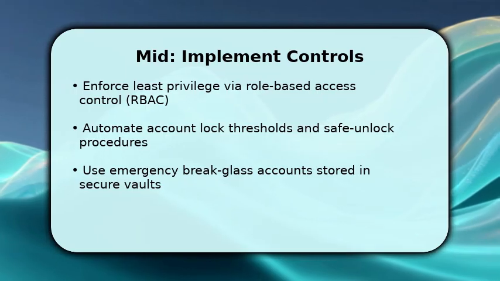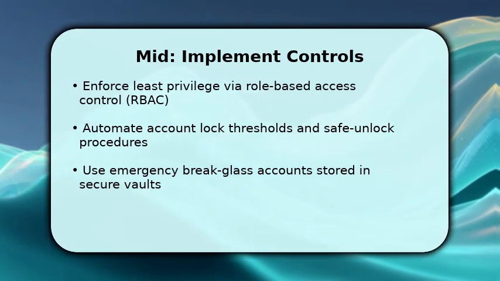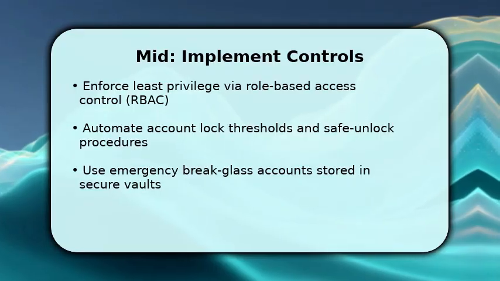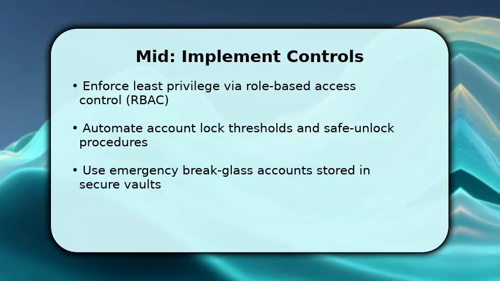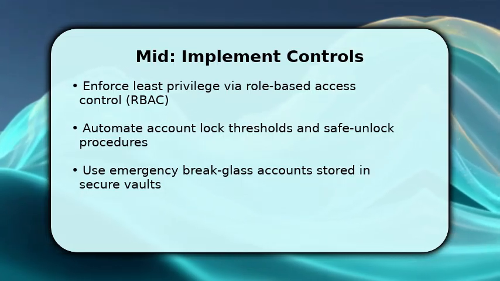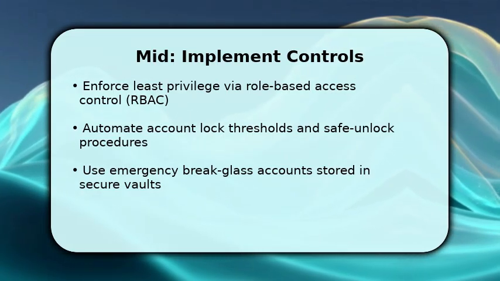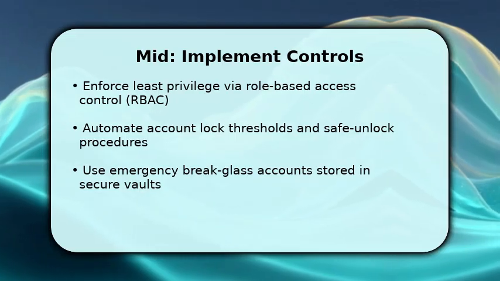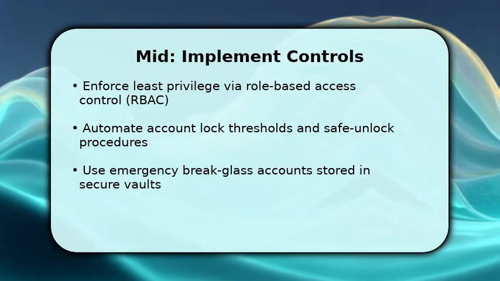Apply least privilege with role-based access control so processes can't escalate themselves. This limits blast radius. Then configure adaptive lock thresholds and automated safe unlock procedures tied to verified incident workflows so legitimate admins can regain access without global outage.